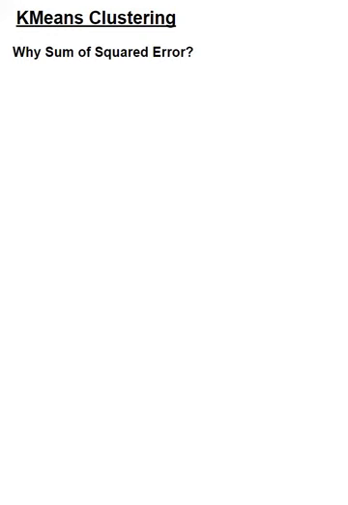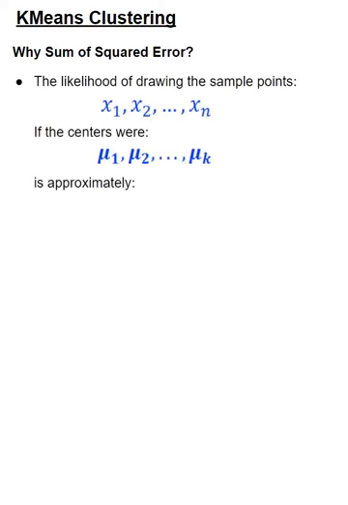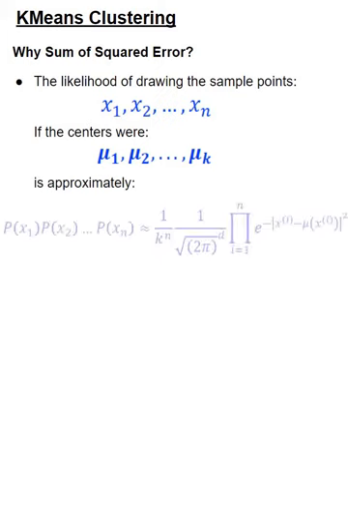Now that the approximate p of x has been formulated, let us go to the next step, which is we're going to see the likelihood of drawing sample points x1, x2, x3 till xn if the centers were actually mu1, mu2, mu3, and so on till mu k. Such a likelihood is approximated through this particular formulation, where we have multiplied p of x1 times p of x2 times p of x3 till p of xn, and each of the p of x1 is the approximated p of x that we formulated earlier.